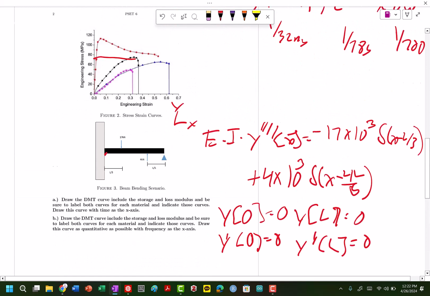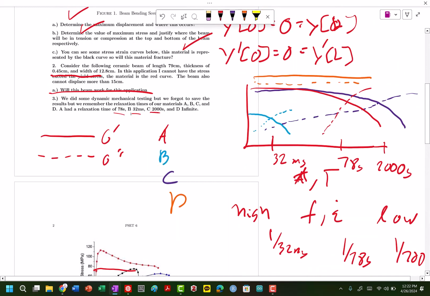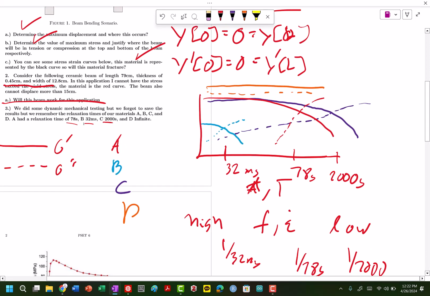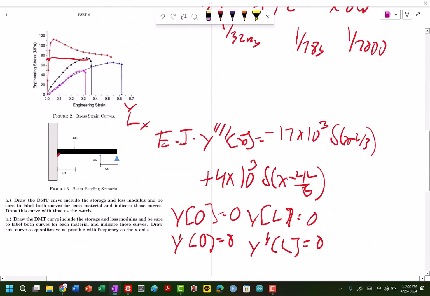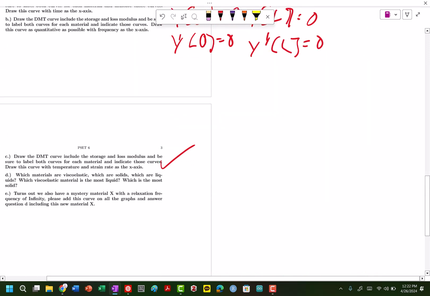Which of these materials are viscoelastic, which are solid, which are liquid, which viscoelastic is most liquid, most solid? So we've said this already here. So D is a solid. A, B, and C are viscoelastic. The most fluid is going to be B. The most solid will be C. Excellent. And then in the middle is the other one.